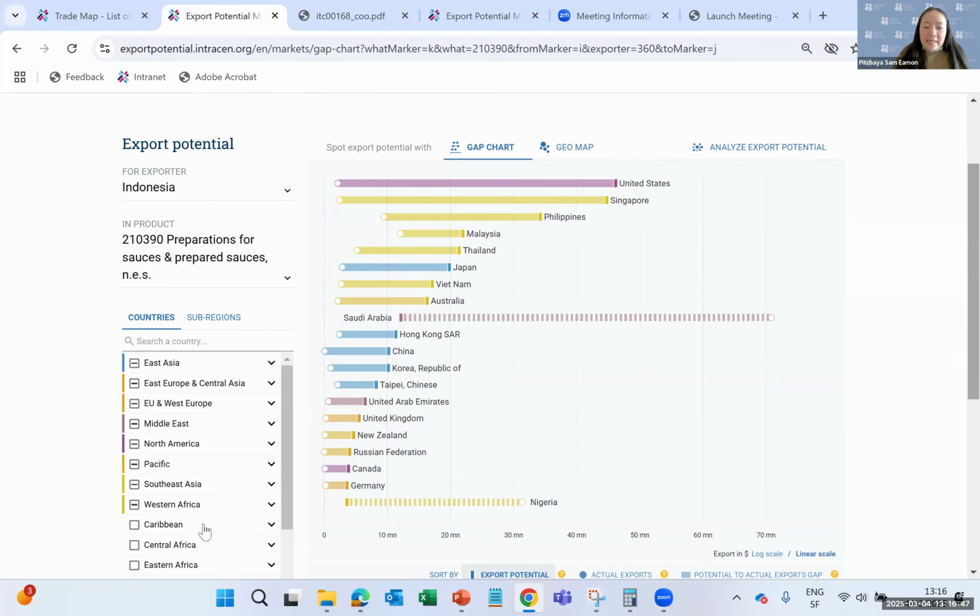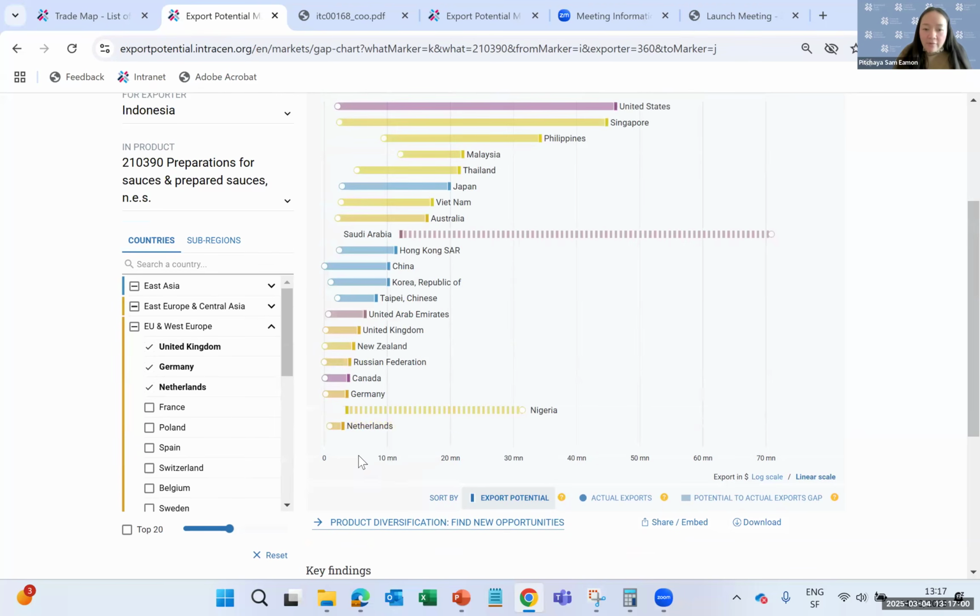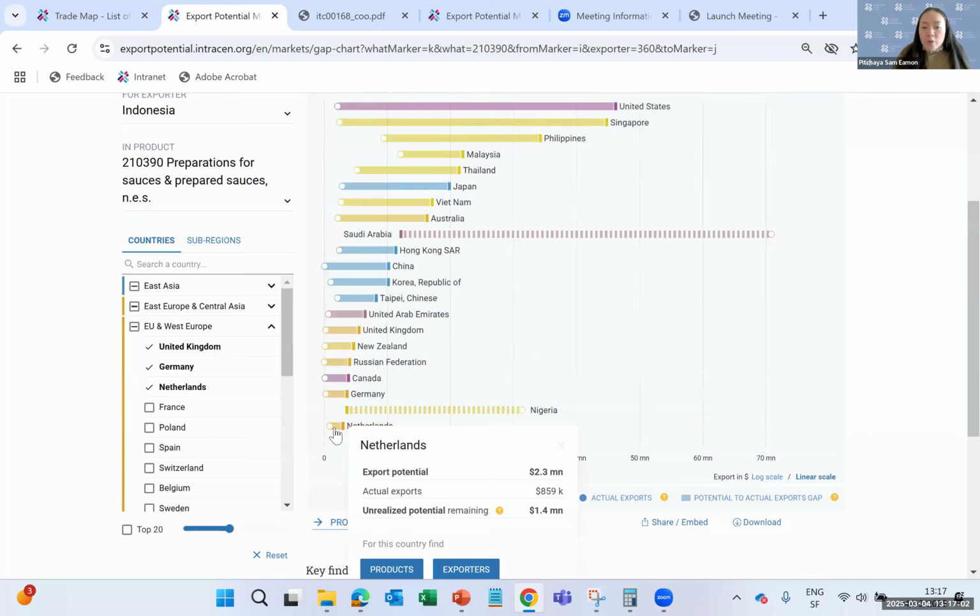Okay, so from what I can see here, I do not see Netherlands in the top 20. But I'm going to include the Netherlands because I want to see what the export potential in the Netherlands itself is. So in the Netherlands, which is our target market based on the data and Trade Map, the export potential is 2.3 million US dollars. Actual export, like we saw, was 800,000, and there's still unrealized potential of 1.2 million US dollars.